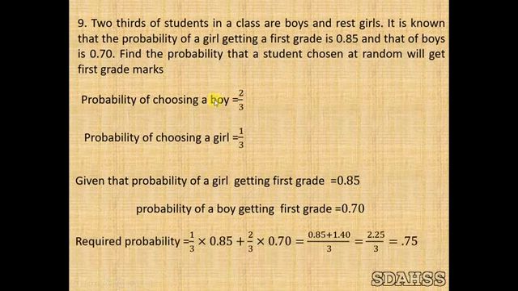Then the required probability is 1 by 3 into 0.85 plus 2 by 3 into 0.70. Denominators are same, so 3 is the LCM. Multiply the numerators, so 1 into 0.85 plus 2 into 0.70, 1.40. Add the numerators, then you will get 2.25 divided by 3. Then if you divide, you will get 0.75.